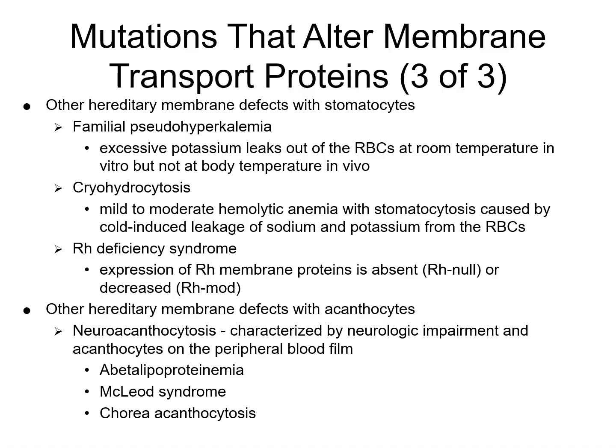This is a lipid metabolism disorder causing acanthocytosis and neurological symptoms. Then we have McLeod syndrome, which is an X-linked disorder with acanthocytes and neuromuscular symptoms. Then we have chorea acanthocytosis, which is a neurodegenerative disorder presenting with acanthocytes and choreiform movements.